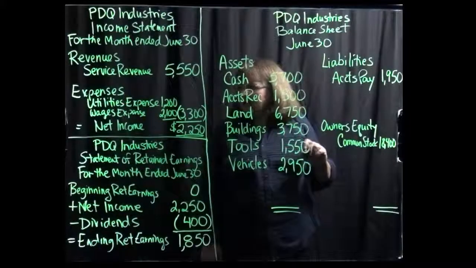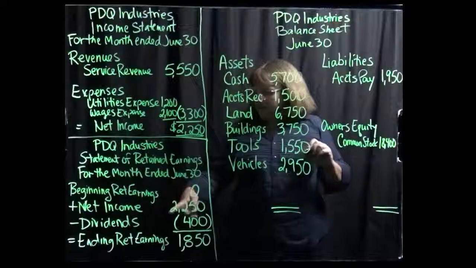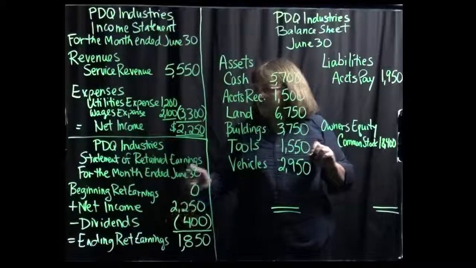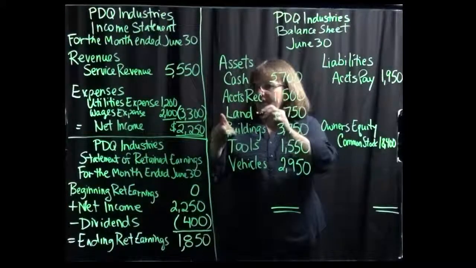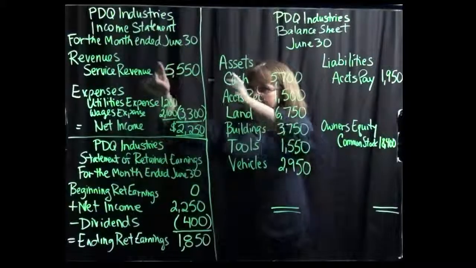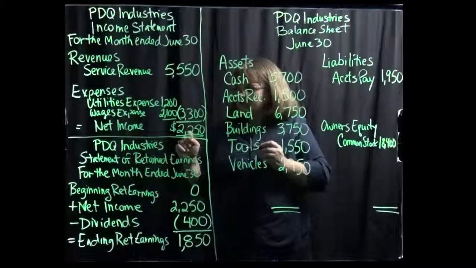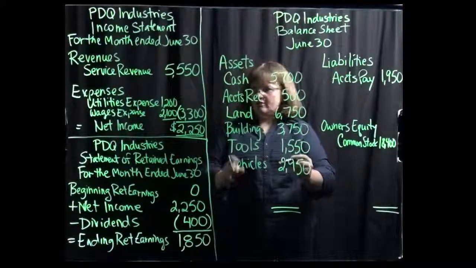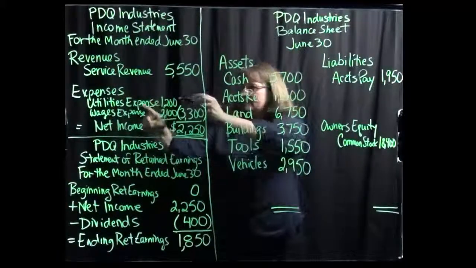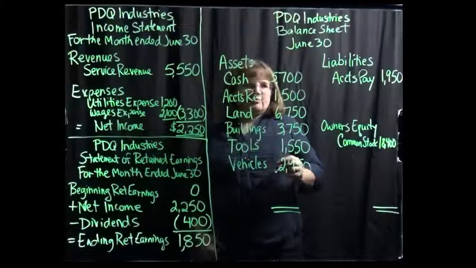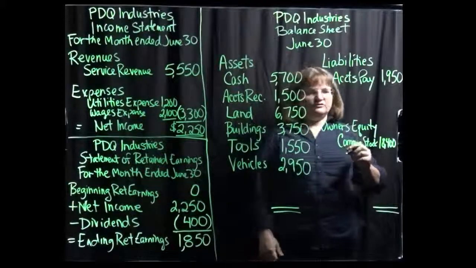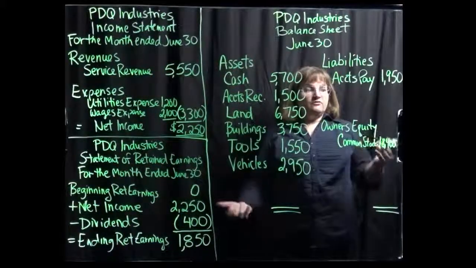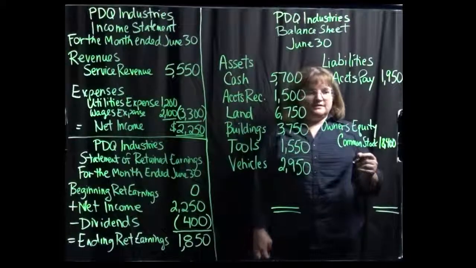Okay, and then we have dividends was on our statement of retained earnings. Land is here in our assets. Service revenue was on our income statement. Service tools is here on our balance sheet. Service vehicles is here on our balance sheet. Utilities expense and wages expense were on our income statement. So we've accounted for all of our accounts, so now we just have to see if our balance sheet balances.